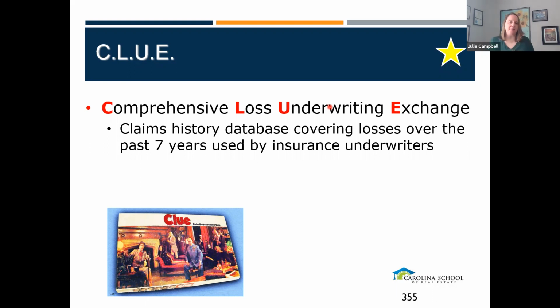It's a claims database. They look at the person's claims history over the last 7 years. They look at the property's claims history over the past 7 years. And if the person or the property have a consistent history of making claims, they're going to have higher policies. They're going to have higher rates. So anytime a claim is made, it goes into this CLUE report. Insurance agents have this database. Not all insurance policies are created equal.